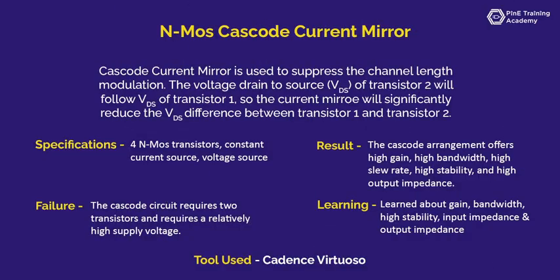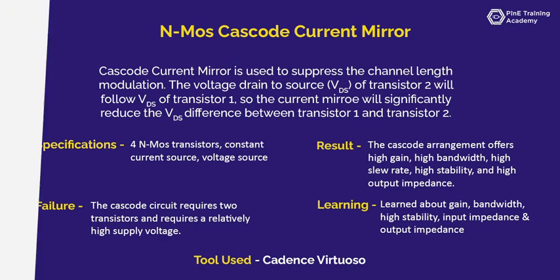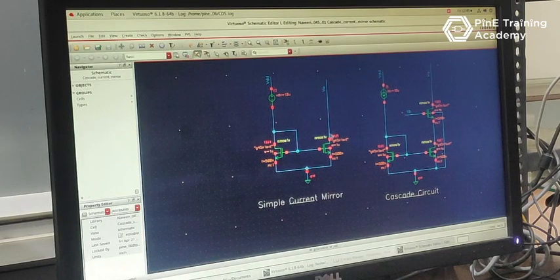Let's have a brief look at the building process of the NMOS cascode current mirror circuit. This circuit will provide a more accurate current and extra input shielding. This is a simple current mirror circuit.